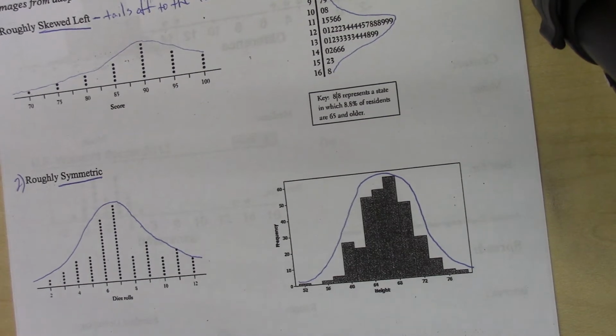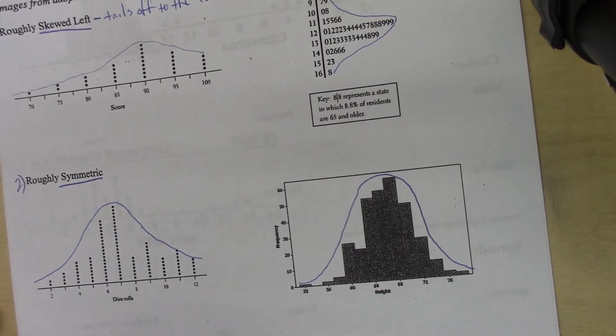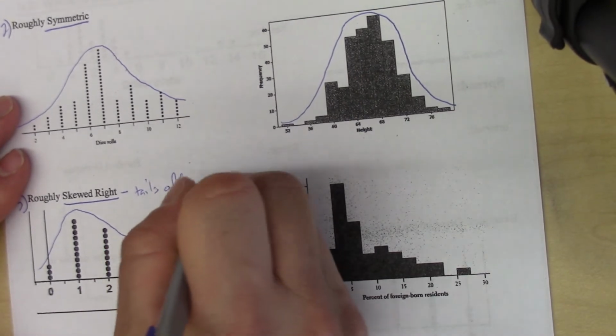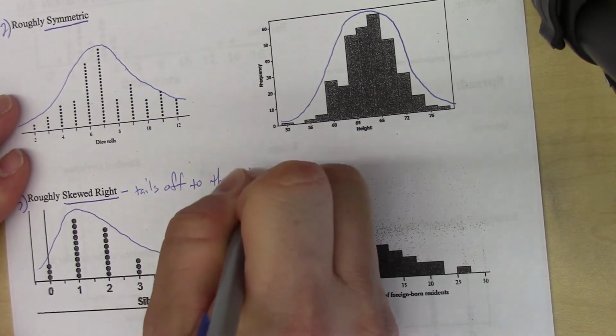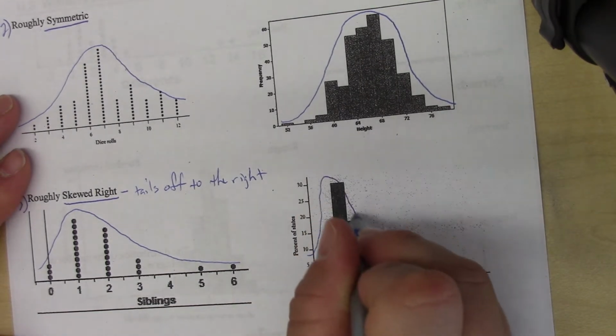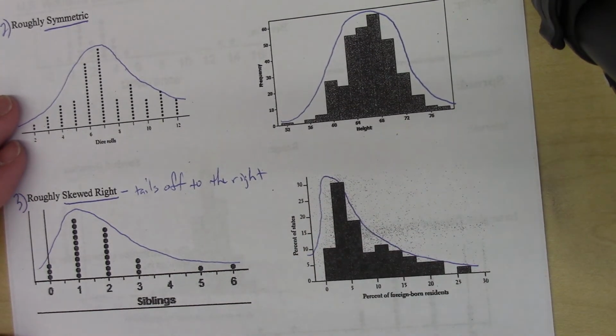Okay. On skewed right, again, it's going to tail off to the right. So maybe I'll write that. Tails off to the right. So it almost looks like it has a tail going that way. And the same thing happened on this one, right? It's tailing off to the right, so it's skewed right.